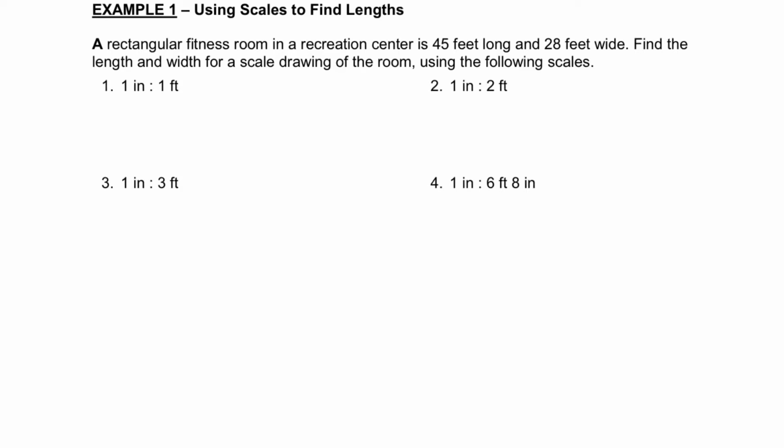So first of all, let me draw you a little picture of this one. So here's just a quick sketch. Again, it's a rectangular room. These are the actual dimensions. The length is 45 feet and the width is 28 feet. And then we want to find out how big that room would be represented in the scale drawing. So let's do number 3.